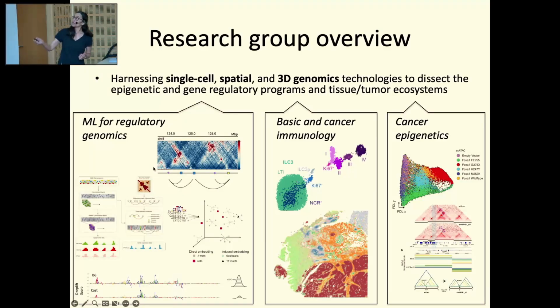But we also work with collaborators in preclinical models to study basic immunology, autoimmunity, and cancer immunology. And we also work with collaborators in cancer epigenetics. So these are cases where you have somatic alterations in epigenetic regulators that change the whole state of cancer cells, and you need additional tools to understand what's going on. But today I'm going to talk about machine learning models for regulatory genomics.